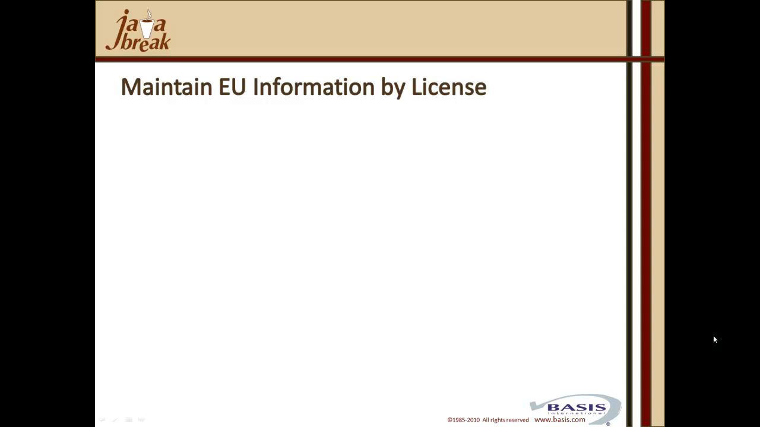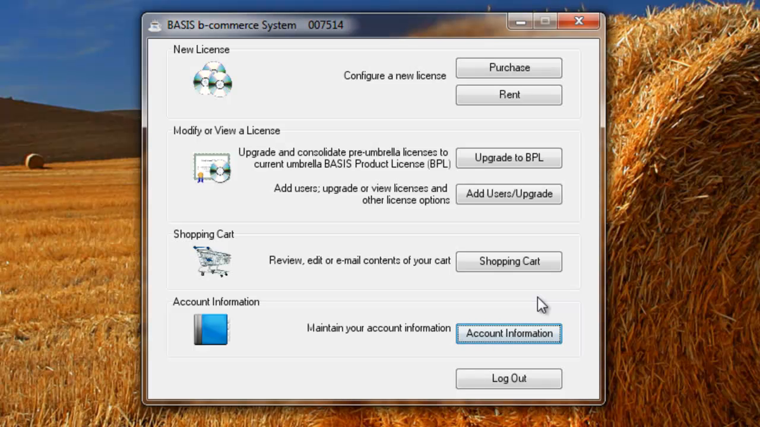The final function we're going to demonstrate is maintaining end-user information, and that end-user information can indeed be maintained at the license level. The final thing I'd like to show you today is how to track end-user information. We've received many requests from our customers to be able to track their end-user information by a particular serial number or serial numbers. With BCommerce, you can do this.